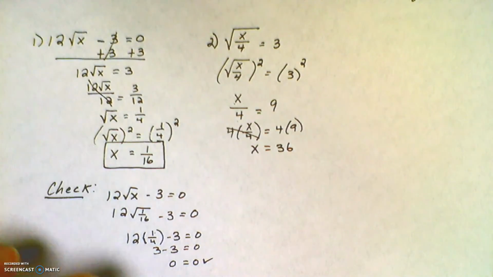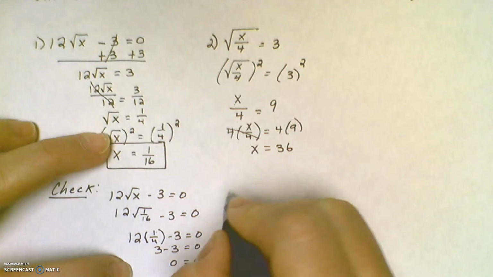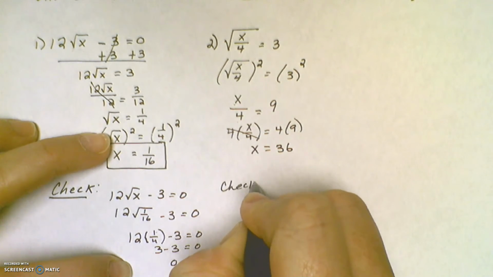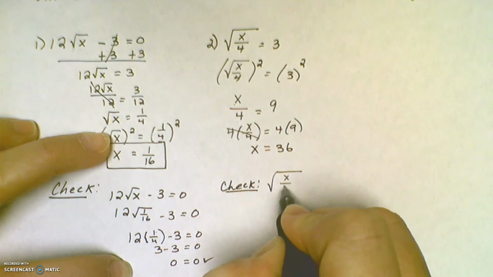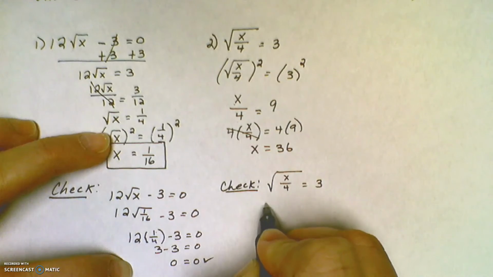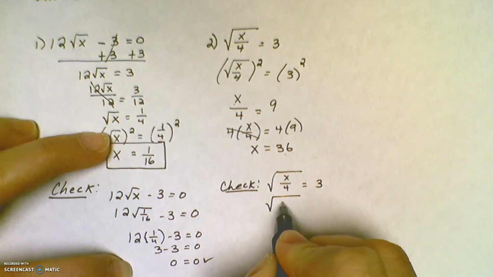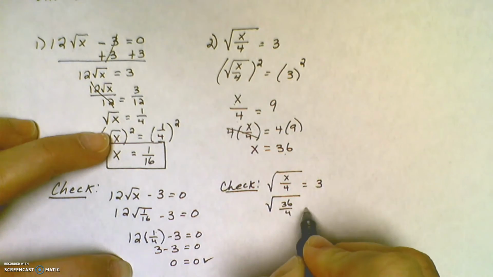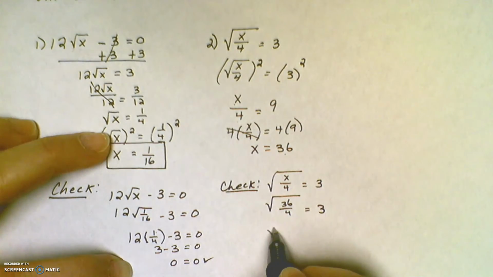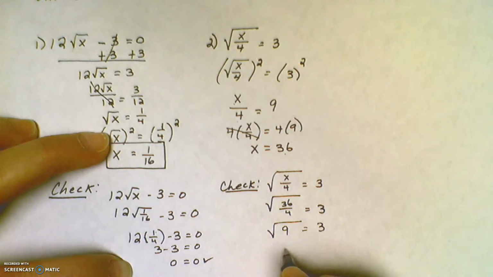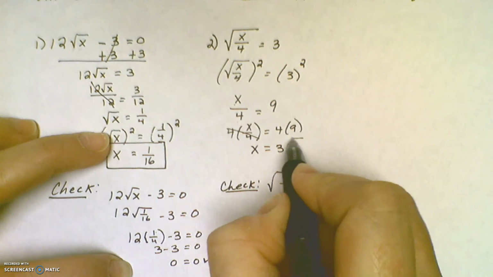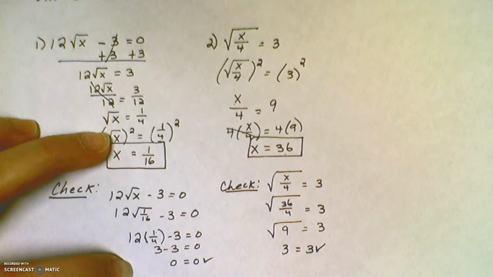To make sure x equals 36 is a solution, we need to check back in the original problem. So everywhere we see x, we'll plug in 36. 36 divided by 4 is 9. Square root of 9 is 3. 3 does equal 3. So x equals 36.